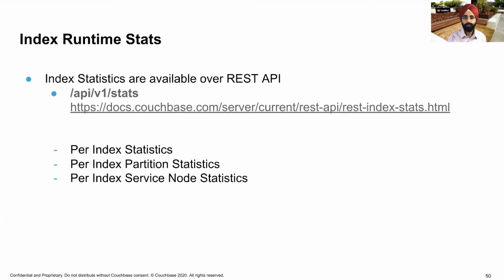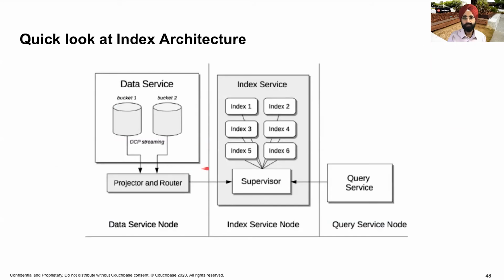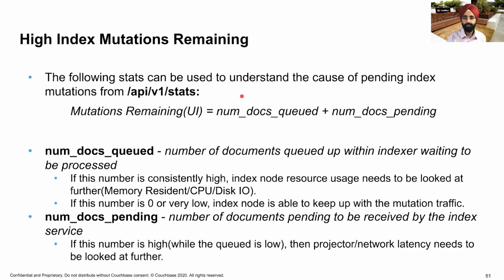So if we look back at this architecture diagram, it indicates that the mutations have reached the index service node, but the index service node is not able to process those mutations. Which means that the problem is most likely within the index service. On the other hand, if the numdocs queued is 0 or very low, it means the index node is able to keep up with the mutation traffic.